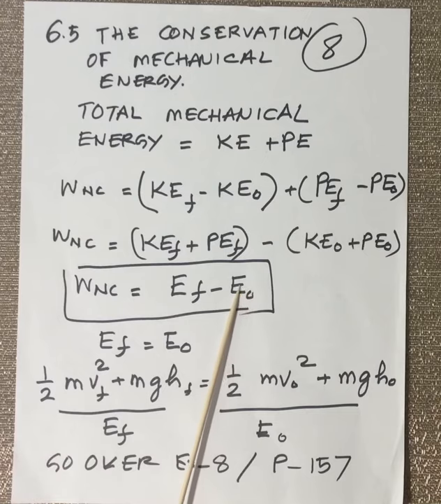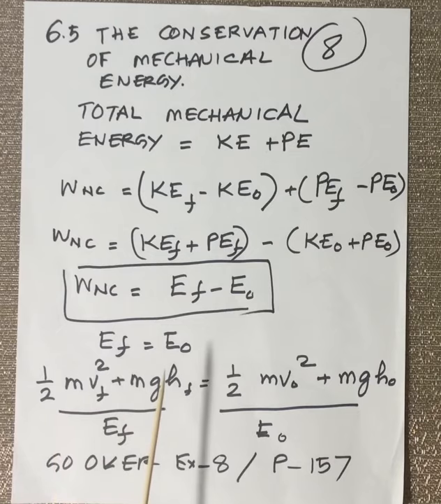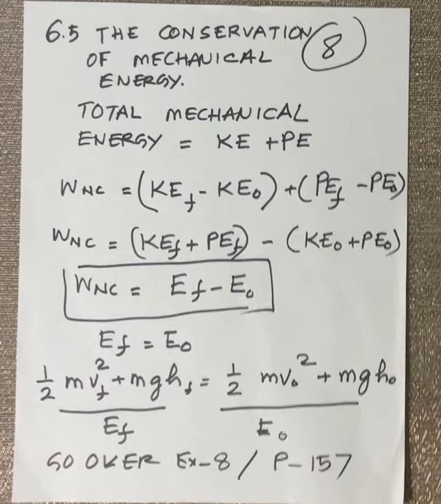That means the energy is conserved here, where you have E final equals E initial, and the total E final is the total of kinetic and potential energy, and initially the same thing. You take into account K and P initial. Go over, please, this example 8, page 157.